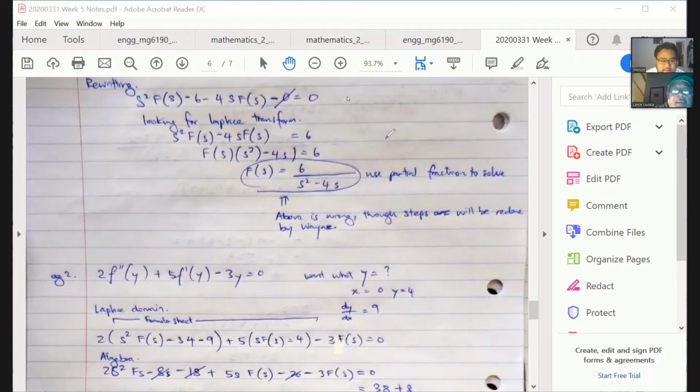Okay, ready? Yes. I'm going to write with my finger here. So 6 over s squared, let's factorize out the s because we need linear factors. s minus 4, that's better. This thing here, F of s. Now you can see that.